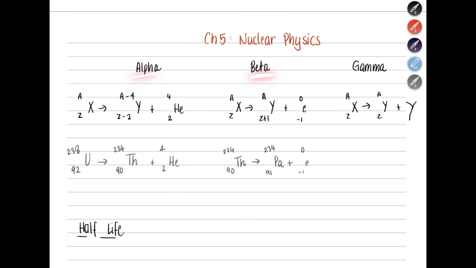Then you have beta radiation. The mass remains the same, but the proton number increases by 1, and then you get a beta. This beta is basically an electron. It has zero mass, and the charge it has is -1, okay, because it is only an electron, no proton. You can see in this example, 234 remains the same, and then you add to the proton number, 90 plus 1, and then you get an electron. In gamma radiation, there is no change in mass because gamma is not a particle. Gamma is an electromagnetic radiation.